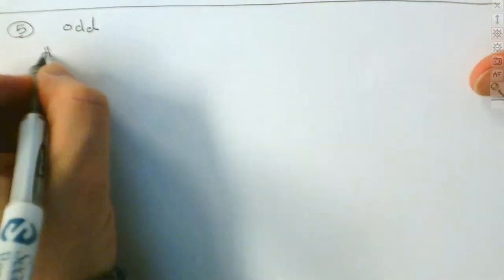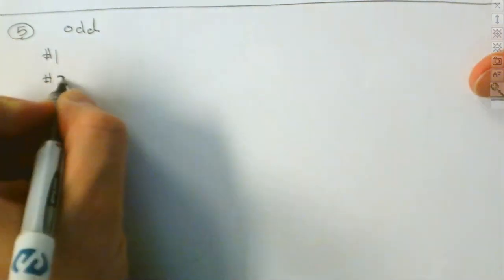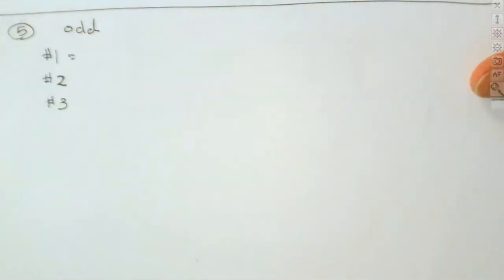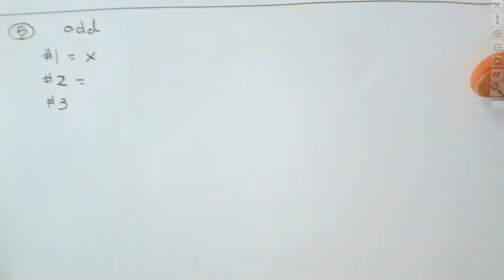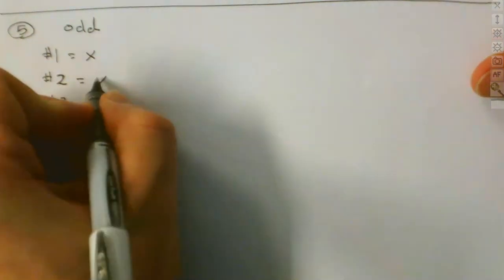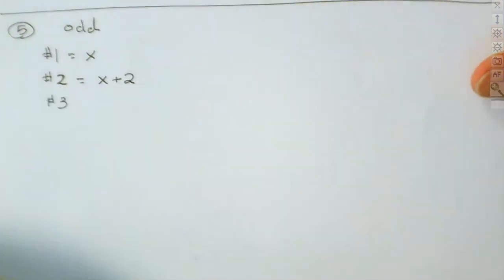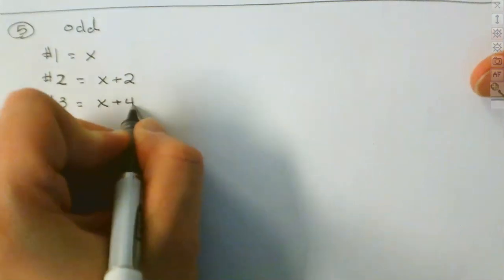So first number, second number, and our third number. Okay. So my first number is always x. What about the second one? Okay, these are odd, so that means my gap is what? My gap is 2. So that means the next one is going to be x plus 2, and the last one is going to be x plus 4.